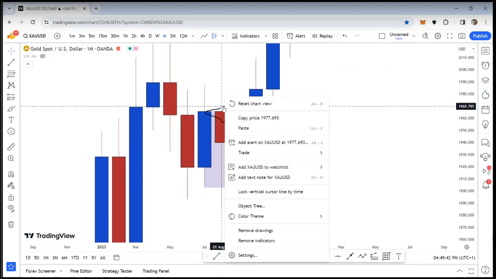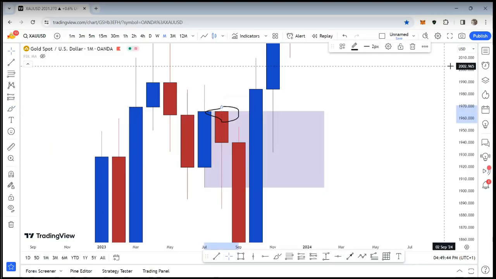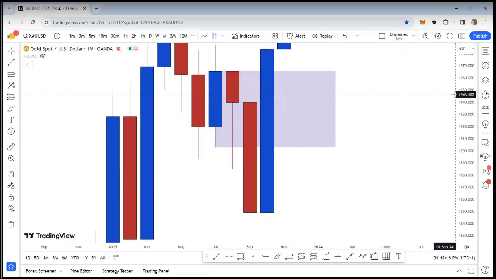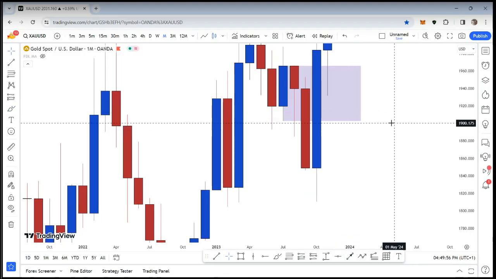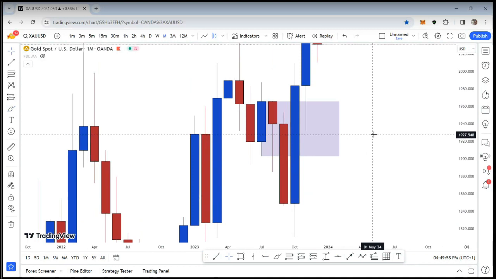Let me give you guys more examples. So the real break is if the SNR level breaks. Yes, that's the real break.